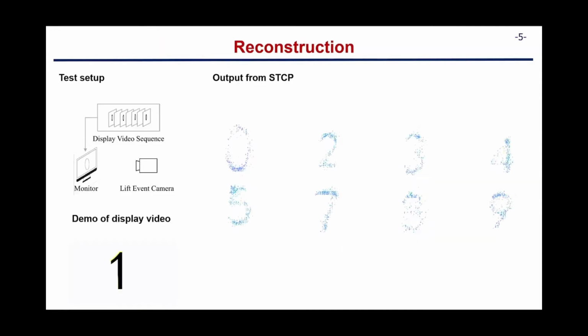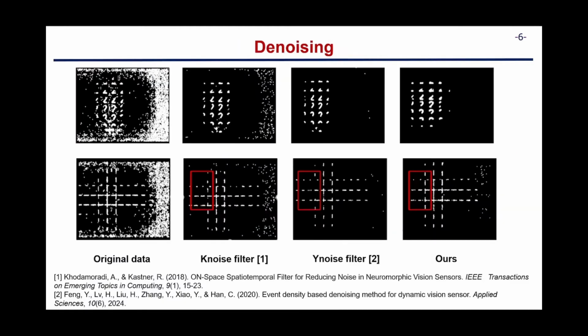Here are some applications. First, reconstruction. We shoot the flashing digits on the monitor and successfully reconstruct the digit structure from the light field events. Denoising. Compared to the other 2 filters, we can clearly preserve the real structure and remove the background noise. Third, the tracking task. We threw 2 small balls at different distances almost simultaneously and extract the trajectory from the light field events. Both the dips and the trajectory can be extracted with the light field events.